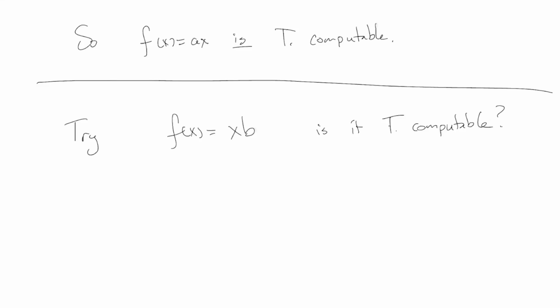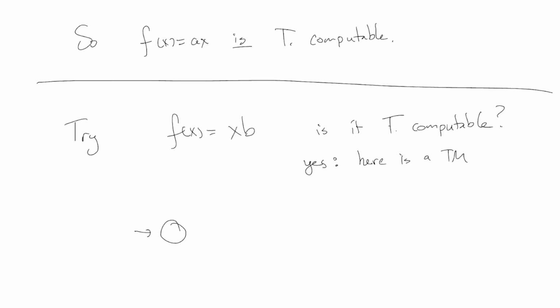Is it Turing computable? The answer is yes. The way to demonstrate that is, here is a Turing machine which computes that function. This one is actually, I suppose, slightly more complicated than the previous one. The other one was AX, and to put an A at the beginning, all you have to do is move left once and then put an A.